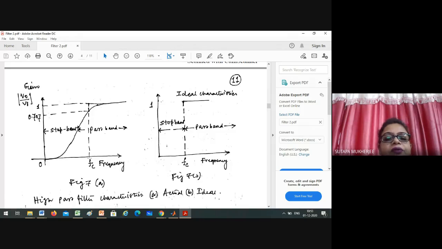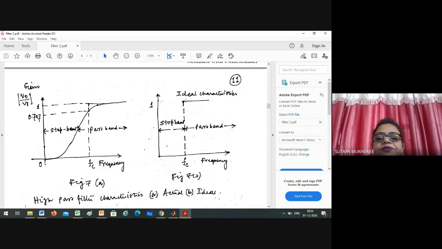So this is the figure of the high pass filter. This is the frequency along x-axis and similarly the gain V0 by Vi along the y-axis. And after FC, pass band is there, and before FC, stop band. Hence, it is called high pass because high frequency guloke pass korte diche. So this is the ideal characteristics.